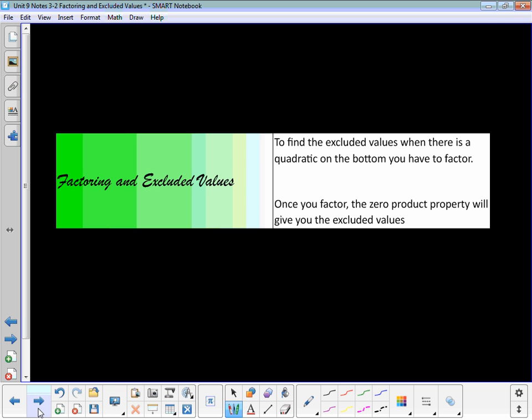Let's take a look at this one, factoring and excluded values. To find the excluded value when there is a quadratic on the bottom, you have to factor. So similar to what we were doing yesterday, we want to know when the bottom is equal to 0 because we want to say, hey, the bottom's equal to 0. We're not going to account for those.